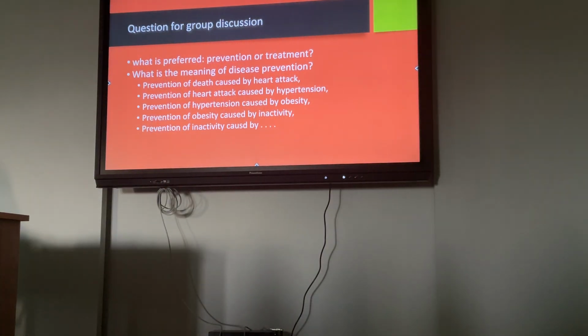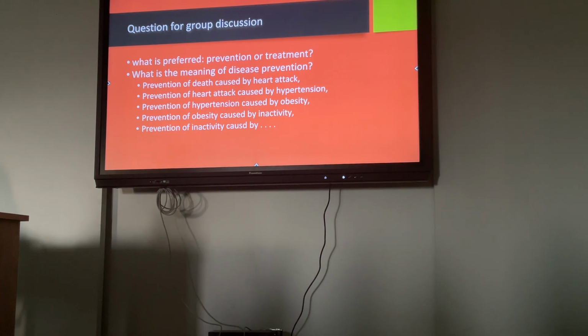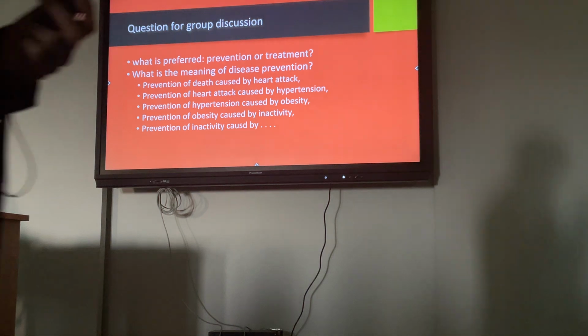So, high blood pressure is a risk factor. Normal blood pressure or lower blood pressure is a protective factor. Low physical activity is risk factor, and high physical activity is protective factor. If we exclude the risk factor, we can talk about protective factors. There is a generic question. Which one is better? Prevention or treatment of diseases? Prevention. Everybody can say that prevention is much better.